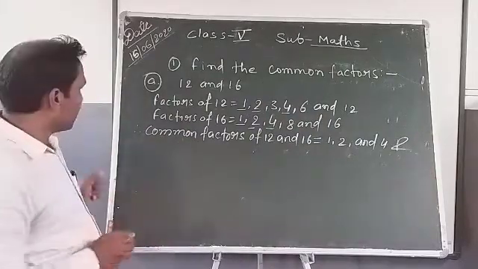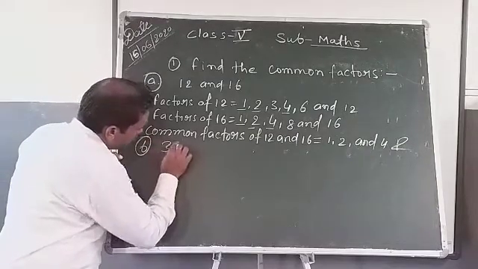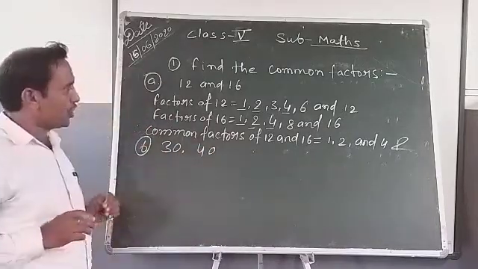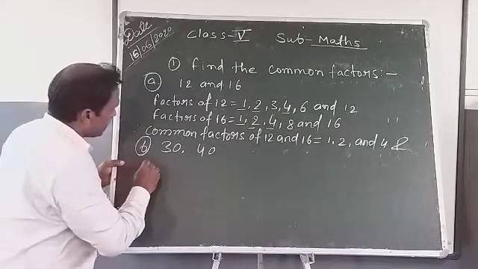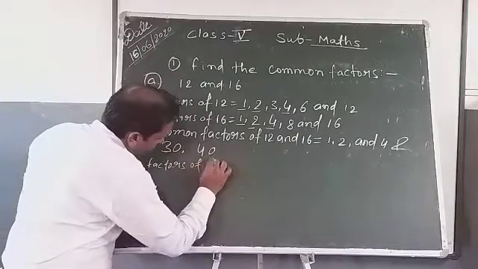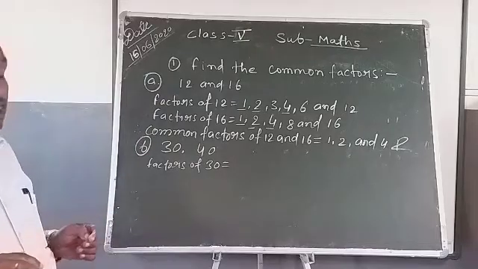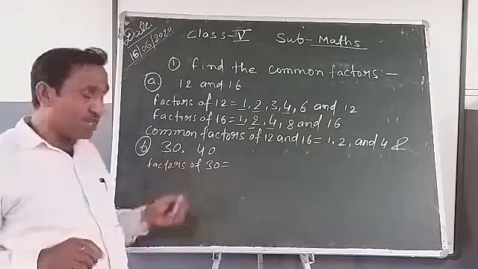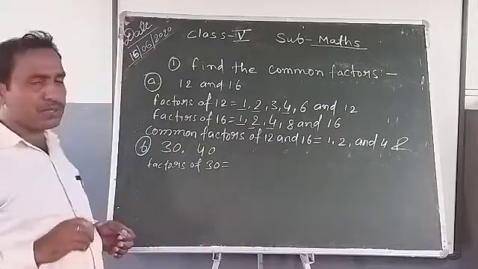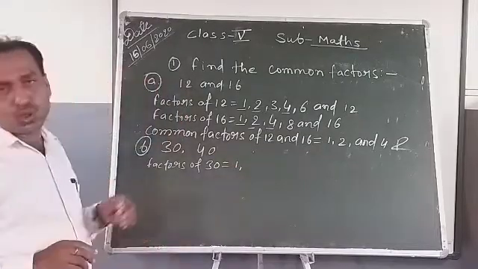Next, one more question, B: common factors of 30 and 40. You find the common factors. First you write the factors of 30, which means the numbers that can divide 30. Exactly as in the first question, 1 divides every number, so I write 1 first. Thereafter 2 is also divisible.